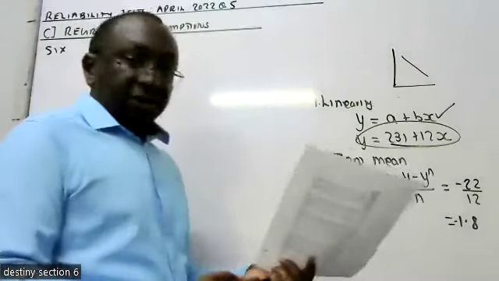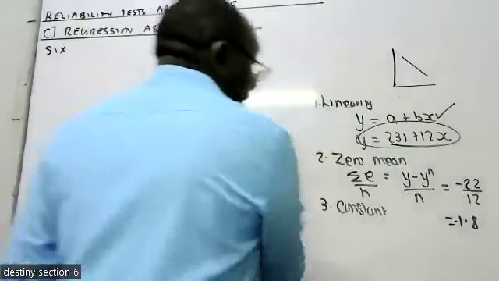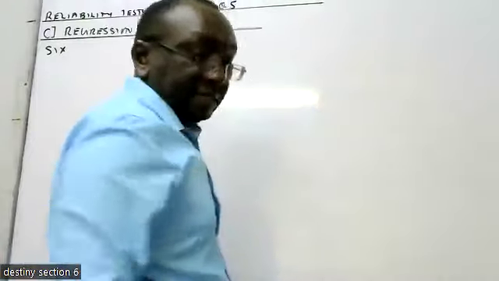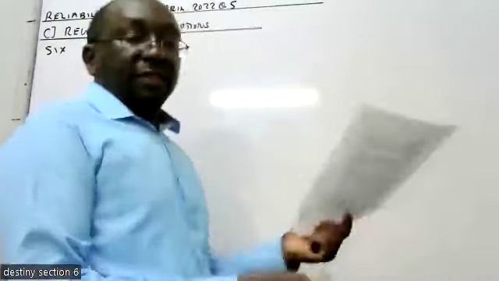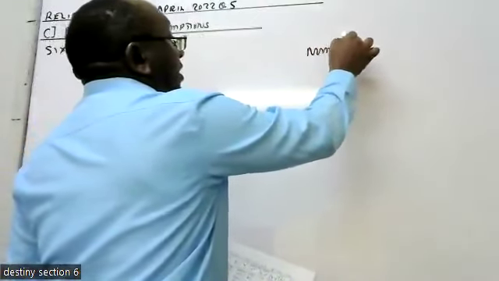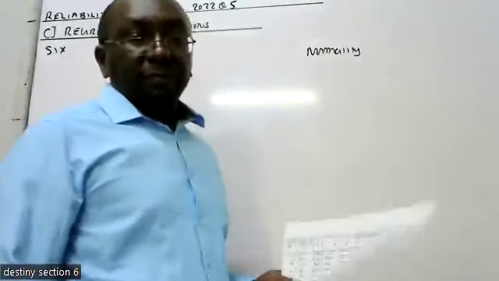I was saying they are not changing in the same direction. The next thing, number 4, is called normality. Normality for the error terms. And what that means is that these error terms should follow a normal probability distribution.